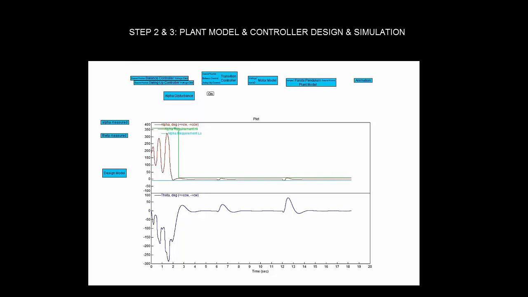Focusing on the upper plot, we see the swing up controller required 3 cycles to reach the balance point and did so in about 2 seconds. At 6 seconds, a 5-degree alpha disturbance is injected, and at 12 seconds, a 10-degree alpha disturbance is injected. And we see the balance controller maintaining alpha within the required plus or minus 10-degree range.